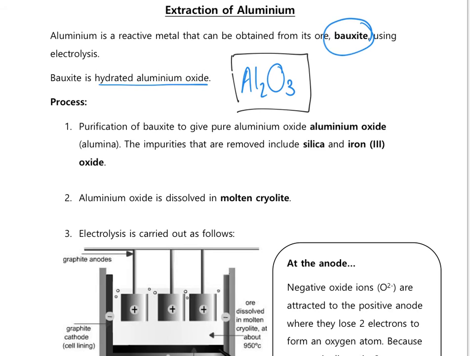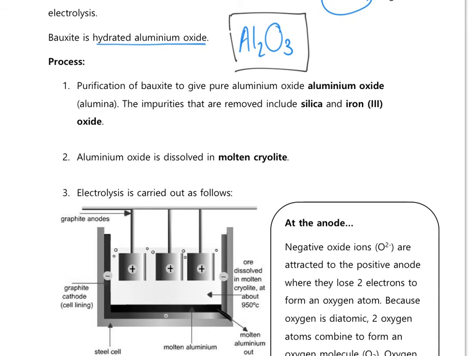Once we've got that pure aluminium oxide, it's still not what we want yet. We still want to take it from aluminium oxide to aluminium. What we do then is we dissolve it in molten cryolite. We need to dissolve it in molten cryolite. Again, you could be asked what that is. And we will see the reasons why we do that over in the next page. But it's basically to save money. And then finally, once it's dissolved in the molten cryolite, we're ready to carry out our electrolysis.